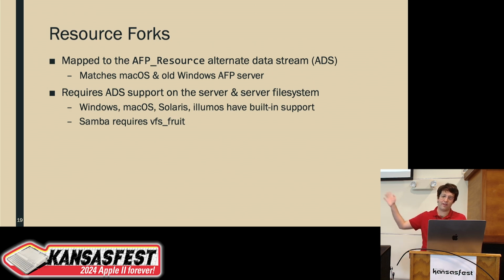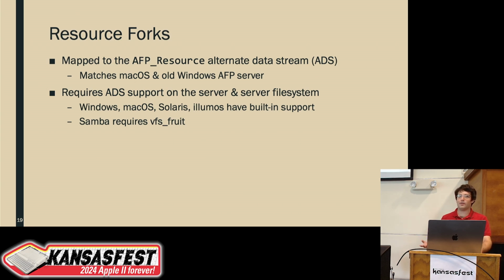So you recall AFP is the older Apple filing system, their network filing protocol that back in the 1990s, Windows actually had a server for that protocol. And to deal with Mac and potentially Apple II clients at that time, they needed a convention for mapping these resource forks. And the way they did that is with what's called alternate data streams.